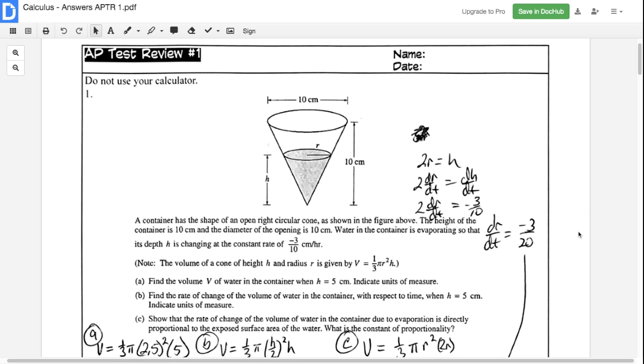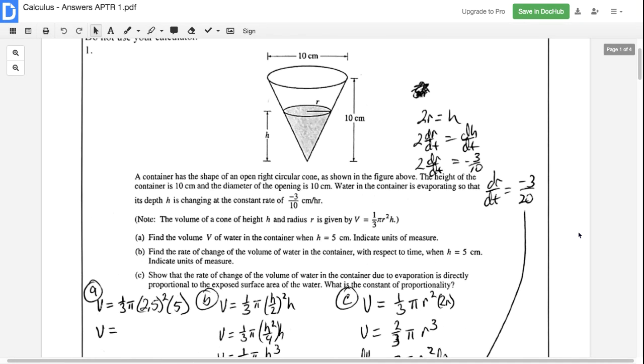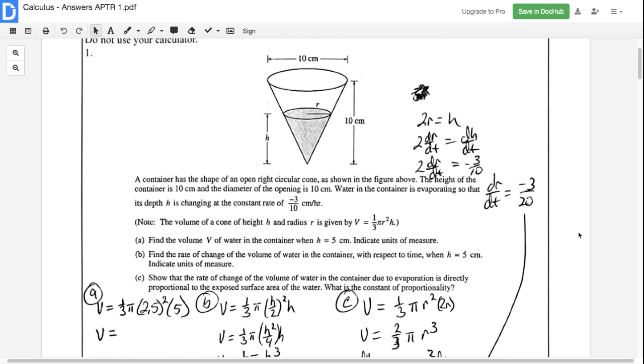All right, we're looking at answers to AP test review number 1. First one, we have a container that has a shape of an open right circular cone as shown in the figure above. The height of the container is 10 centimeters and the diameter of the opening is 10 centimeters. Water in the container is evaporating so that its depth, h, is changing at a constant rate of -3/10 centimeters per hour. Volume of a cone is V equals 1/3 pi r squared h.